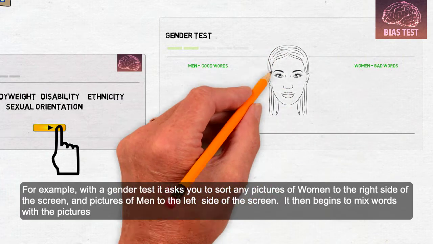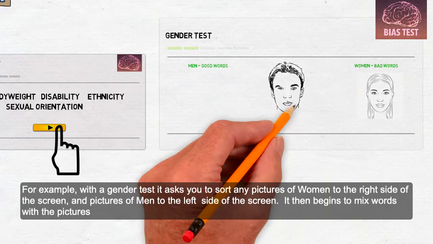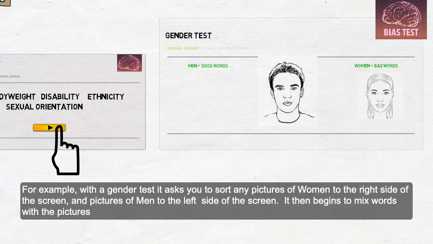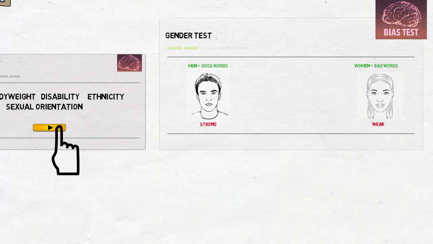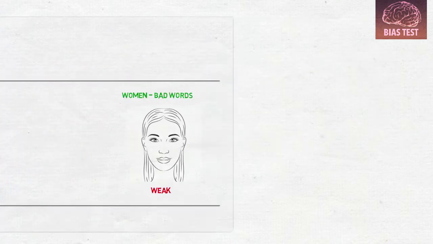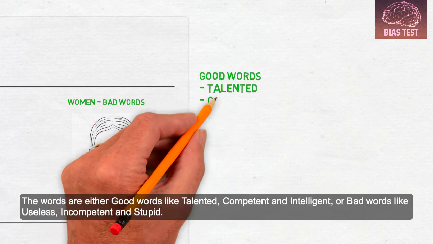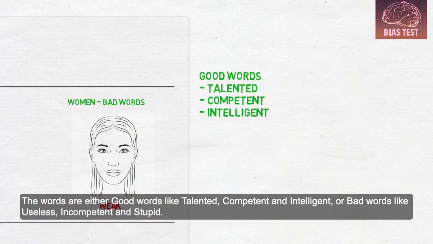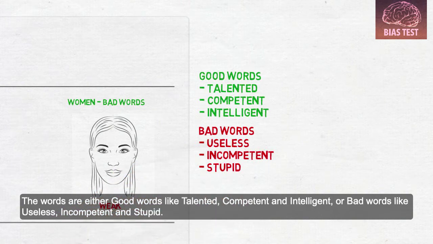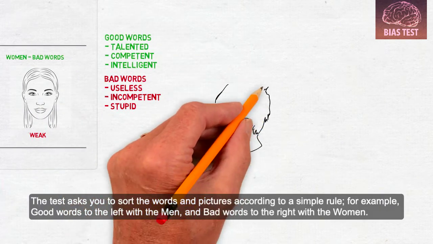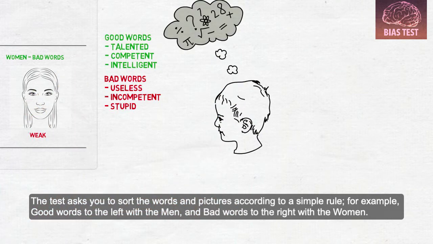For example, with a gender test, it asks you to sort any pictures of women into the right side of the screen and pictures of men to the left side of the screen. It then begins to mix words with the pictures. The words are either good words like talented, competent and intelligent, or bad words like useless, incompetent and stupid. The test asks you to sort the words and pictures according to a simple rule. For example, good words to the left with the men and bad words to the right with the women.